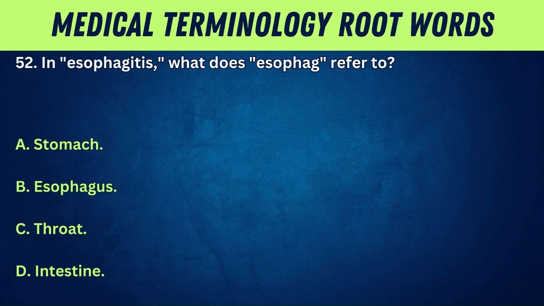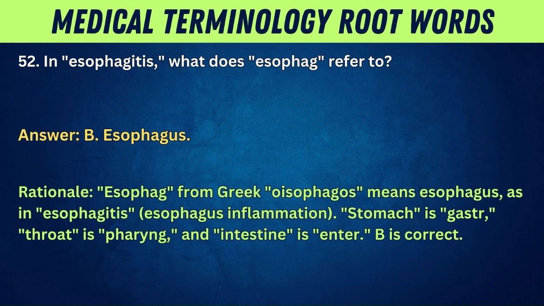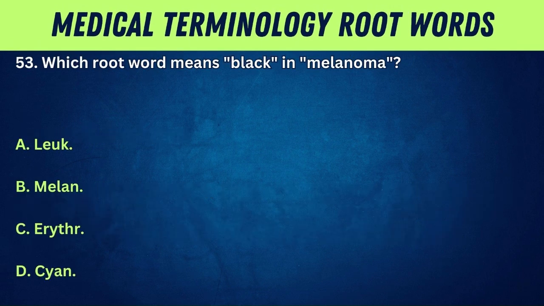52. In esophagitis, what does esophag refer to? A. Stomach. B. Esophagus. C. Throat. D. Intestine. Answer: B. Esophagus. Rationale: esophag from Greek oisophagos means esophagus, as in esophagitis, esophagus inflammation. Stomach is gastr, throat is pharyng, and intestine is enter. B is correct.